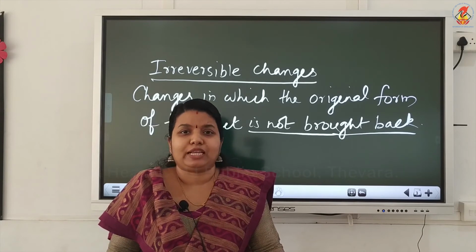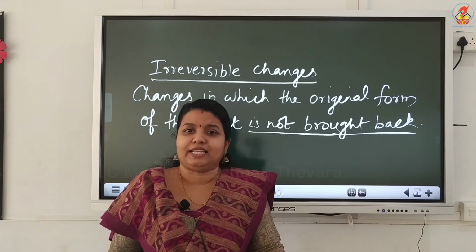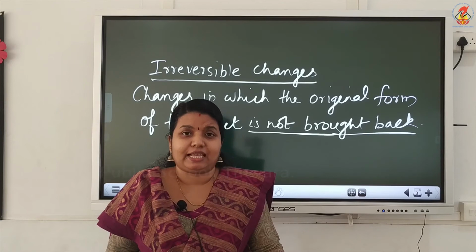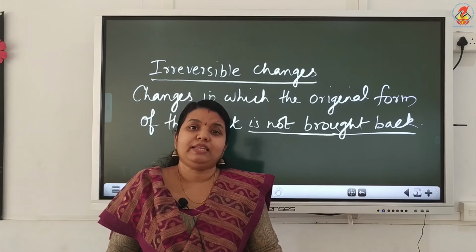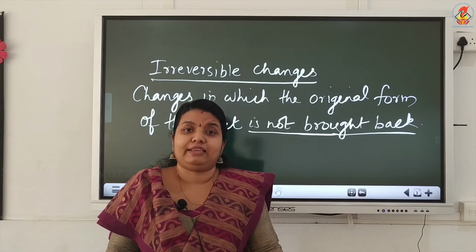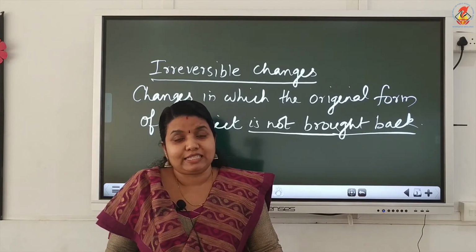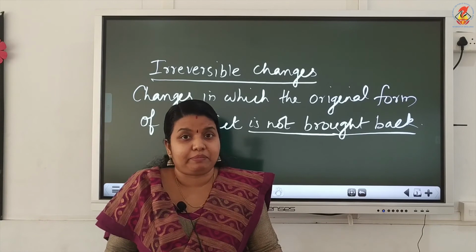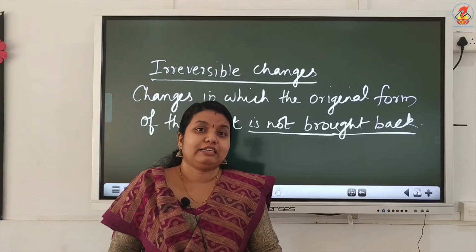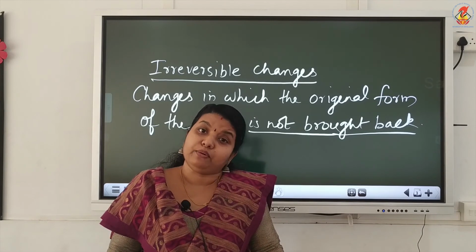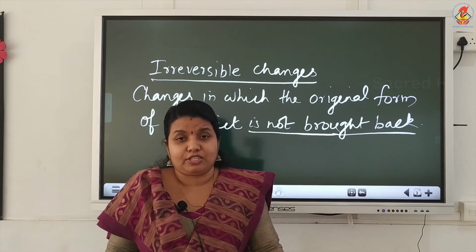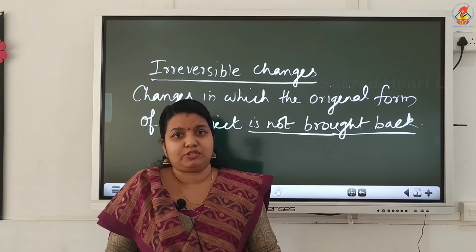So, these are two types of changes that we are going to learn in this chapter, reversible changes and irreversible changes. It is a very important question. Distinguish between reversible and irreversible changes. So, changes in which the original form of the object can be brought back are known as reversible changes, and the changes in which the original form of the object cannot be brought back are called irreversible changes. So, we have seen examples for both.